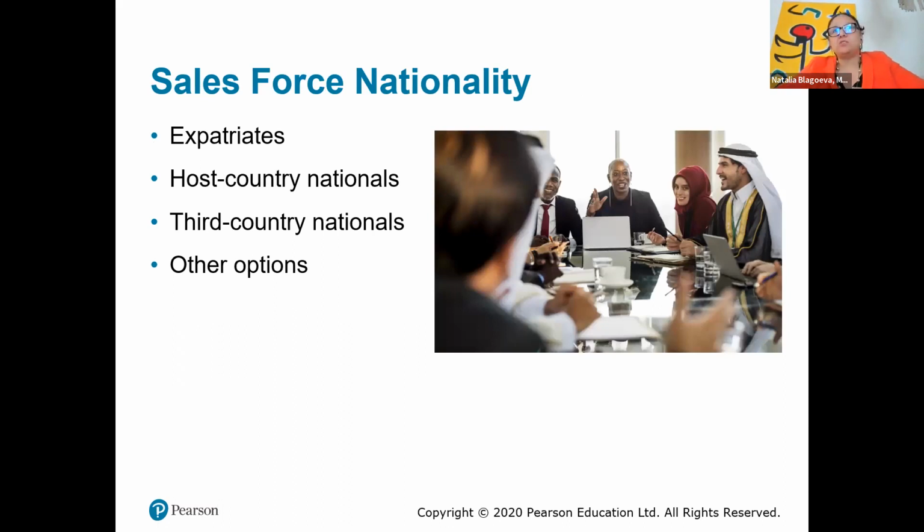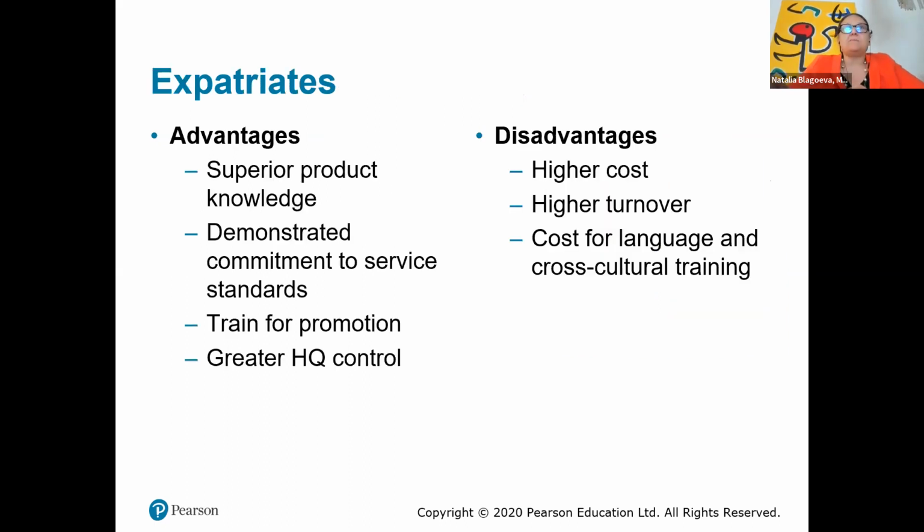Now, another question which we face is, should our sales force be made of expatriates, host country nationals, third country nationals, or other options. Usually expatriates have superior knowledge, because the fact that we've brought them to work in another country means they're some experts in some areas.